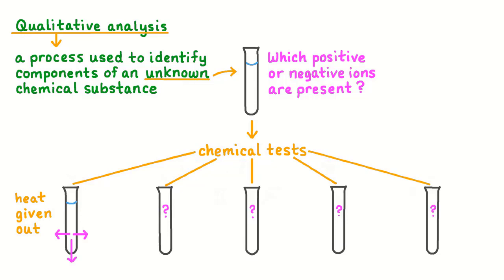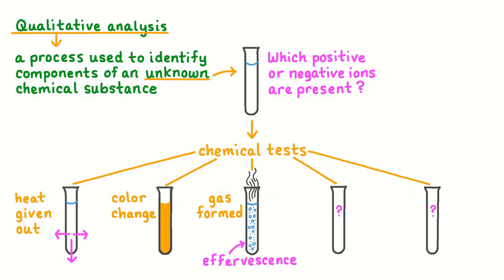Heat might be given out, we may see a color change, or a gas might be produced. We could see some bubbles in the test tube, which is referred to as effervescence, and we might even smell a peculiar odor. Finally, we might notice a solid being formed inside the test tube, which we refer to as a precipitate.